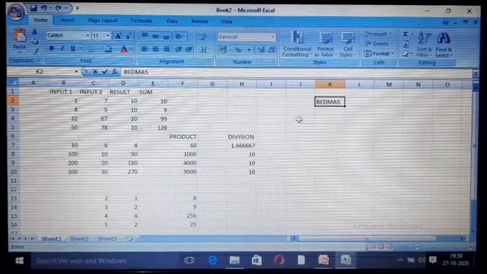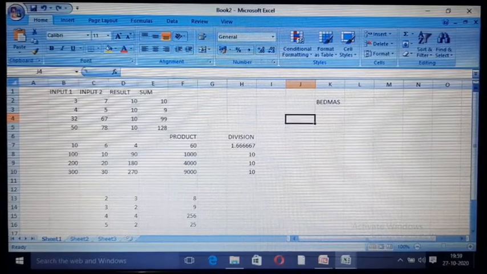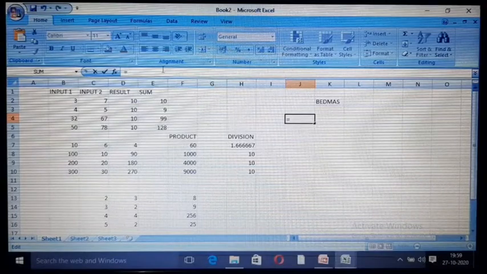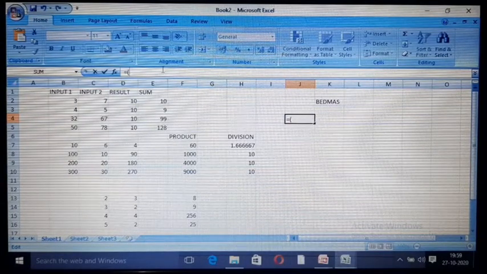Now how will you do it? Let's see. Just click here and in the formula bar you write equal to. Now an example is given in your book. You can see from the book. Now you write bracket here, then you write 45. You write here plus, then 2, then close the bracket, first bracket.